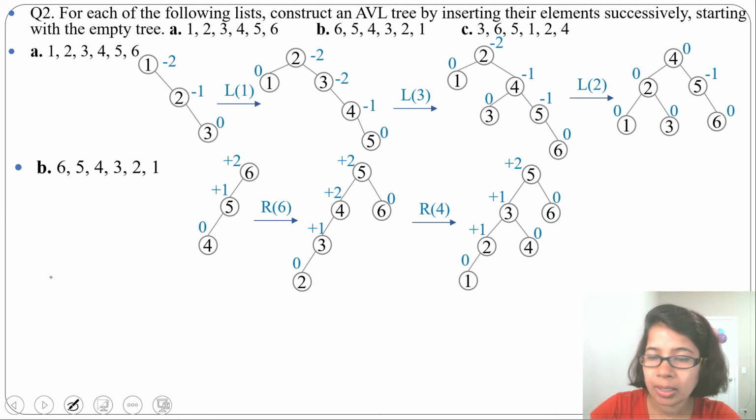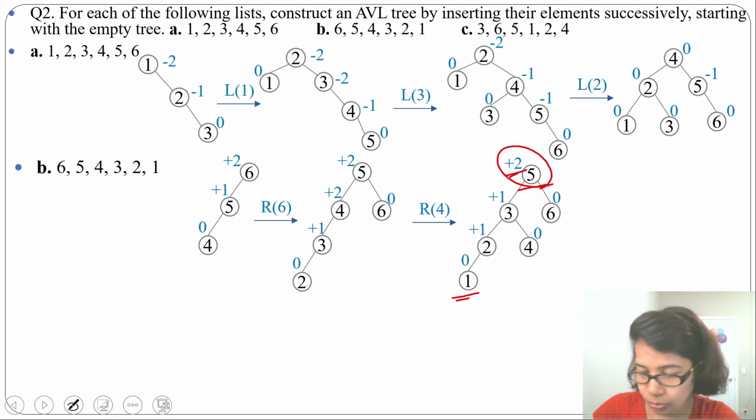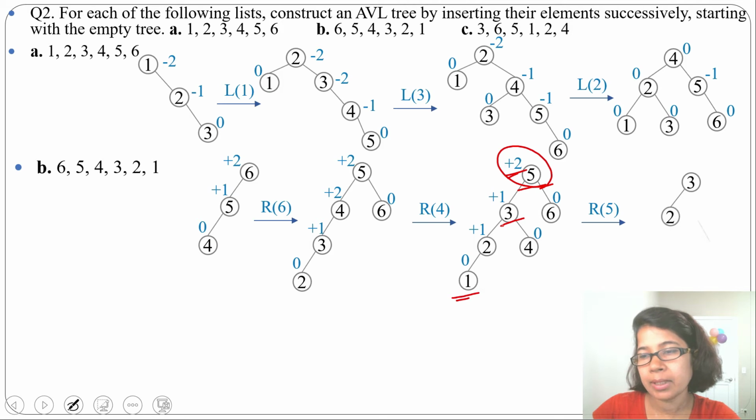We inserted 1 as left child in left subtree, so we'll do R rotation of 5. As for 5, balance factor is plus 2. So R of 5 means this 3, the immediate left child, will be parent. So after R of 5, 3 will be parent and 5 will be its right child, 2 will be its left child. Next this 1 will be 2's left child. And what about 4 and 6? This 4 previously was in left subtree, now 4 will be in right subtree. 4 will be left child of 5 and 6 will be right child of 5.